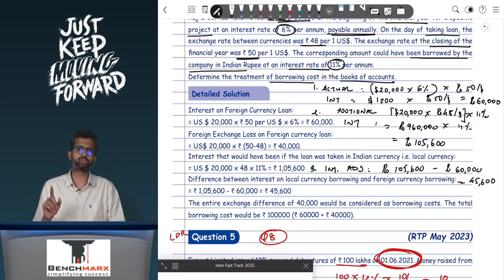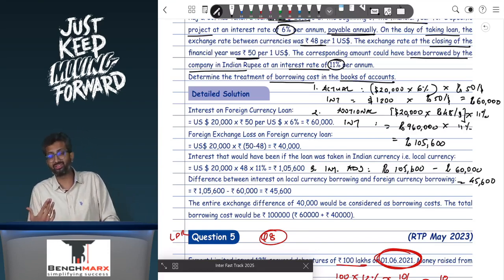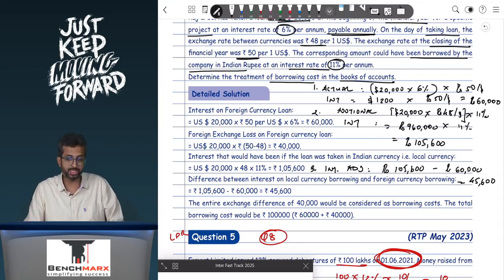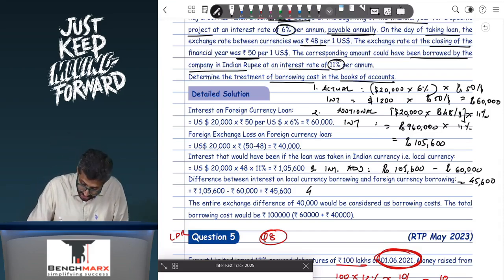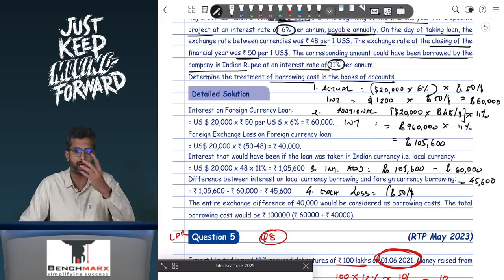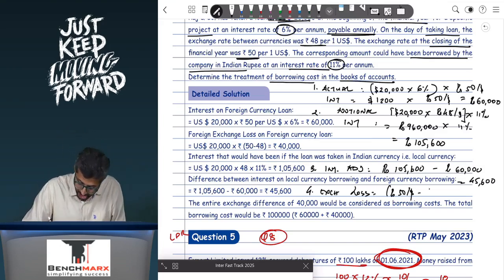However, accepted exchange rate theories tell you that what I save in interest, maybe I will compensate through exchange differences. So I'll sit and calculate the exchange loss. The exchange loss over here would be, well, this loan is a monetary liability which I had taken at 48. Now the rate is 50, and hence there is a difference of 2 rupees per dollar for $20,000, and hence there's a 40,000 rupees exchange rate loss.